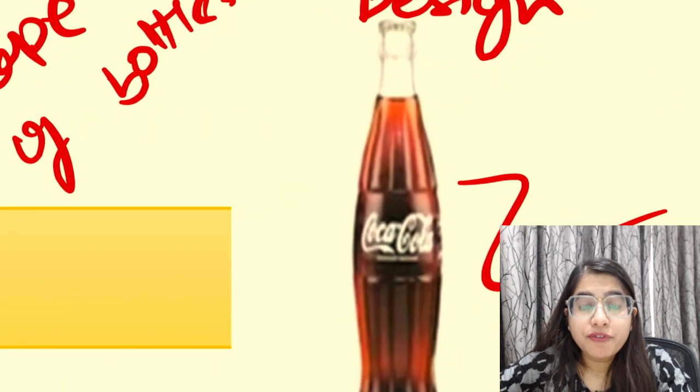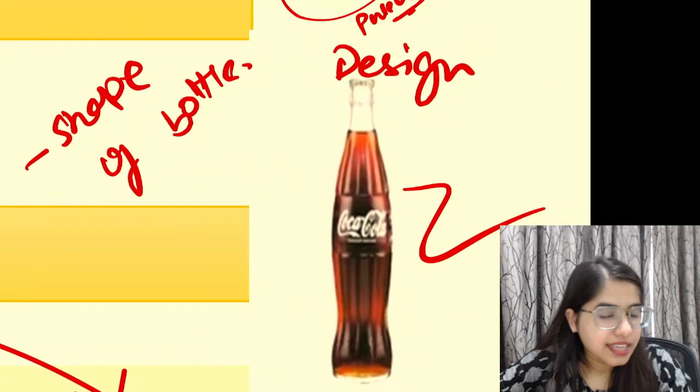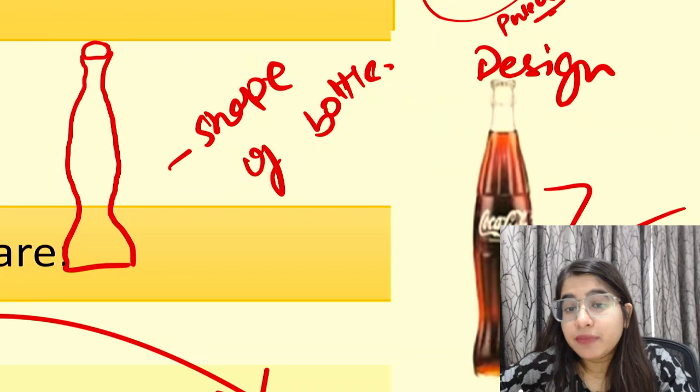Next, the shape of your product, or the design of your product. As I told you, the Coca Cola bottle is designed very differently.